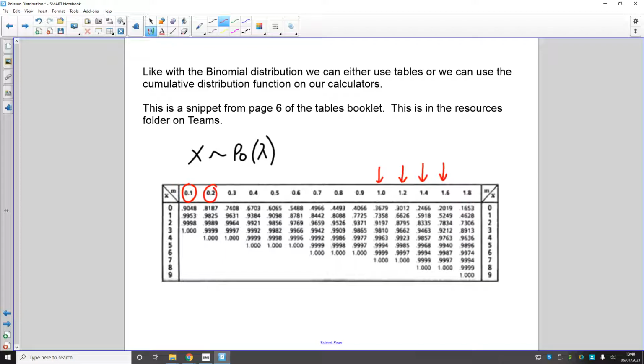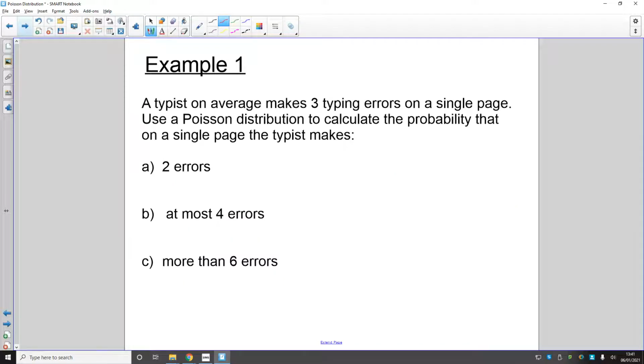The values on the left here are the probability that x will be equal to 0. If it comes to the 1 in the table, it's the probability that x is less than or equal to 1. So therefore, it's the combined probabilities of x being equal to 0 plus the probability of x equals 1, for example.